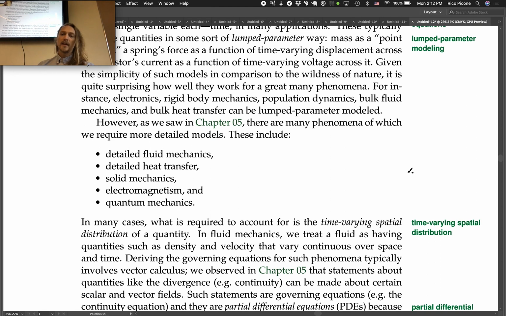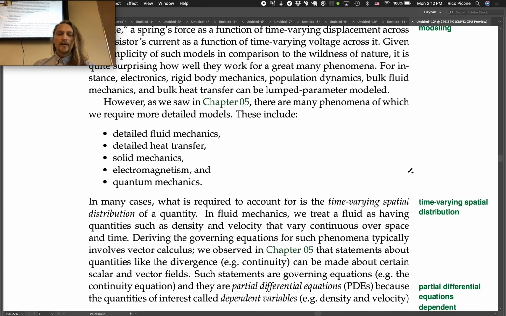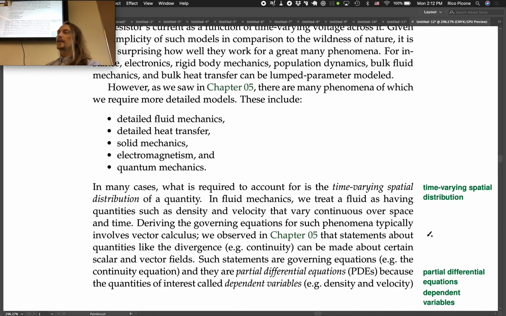In fluid mechanics, we treat a fluid as having quantities such as density and velocity that vary continuously over space and time. Deriving the governing equations for such phenomena typically involves vector calculus. We observed in Chapter 5 that statements about quantities like the divergence, for example, continuity, can be made about certain scalar and vector fields. Such statements are governing equations. For example, the continuity equation.